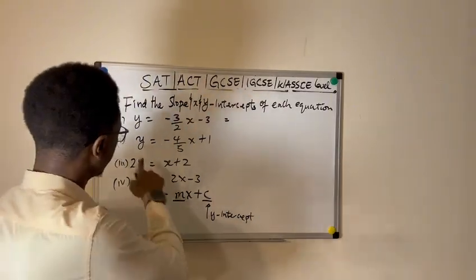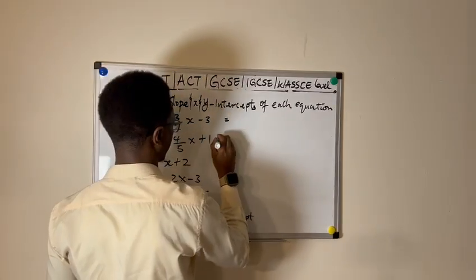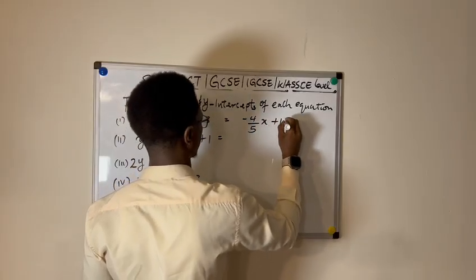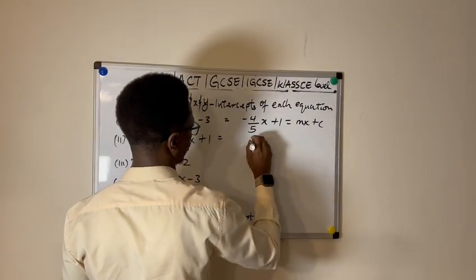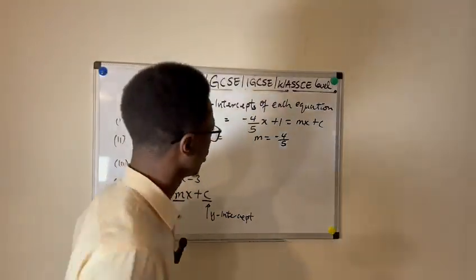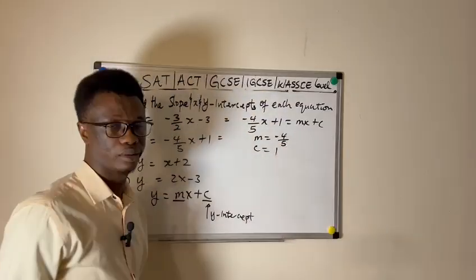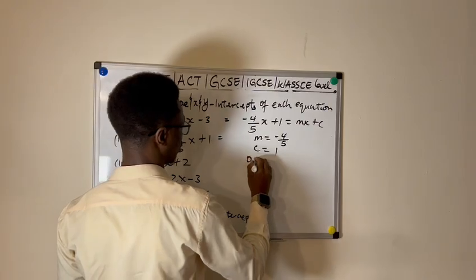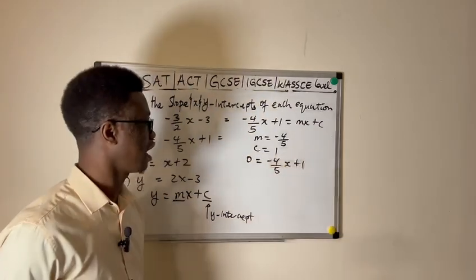For the second one again, y is the same as y. We compare mx, so we have minus 4 over 5 x plus 1 equals mx plus c. Okay? So if you compare these, your m here becomes again minus 4 over 5, and that is your slope. Now the y-intercept, c, is equal to 1. So that's the y-intercept. Now the x-intercept, remember, you have 0 equals minus 4 over 5 x plus 1, right?